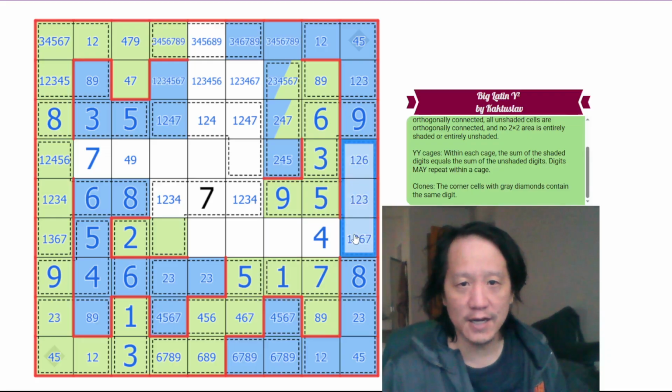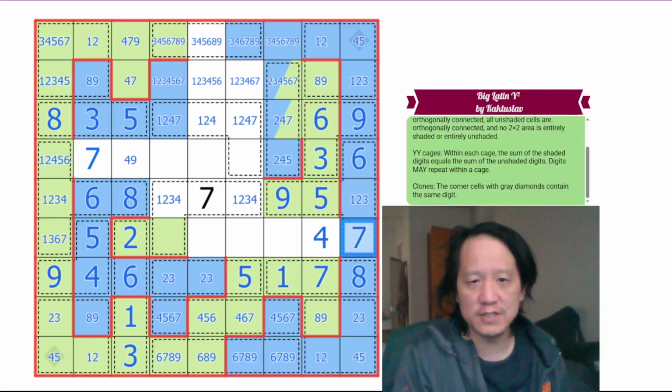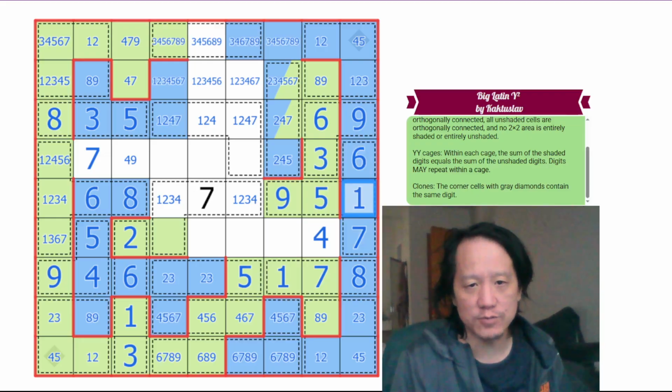So this has to have... where are 6 and 7 in column 9? It has to be here. So this is 6. This must be 7. And to add up to 14, it's 1. So it's 1, 6, 7, which eliminates 1 in the column.